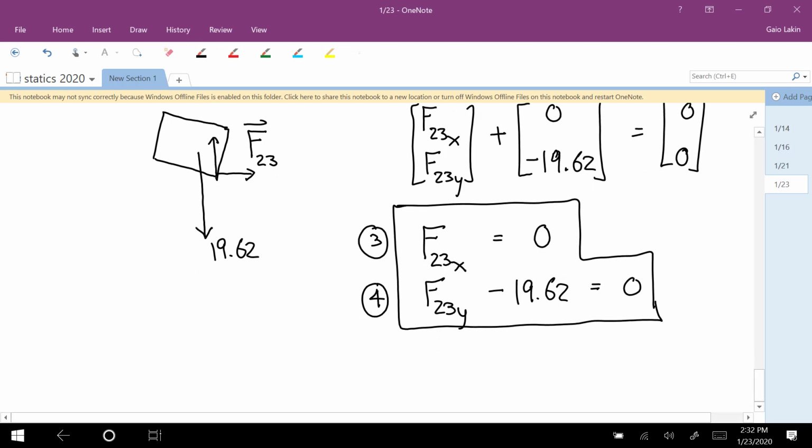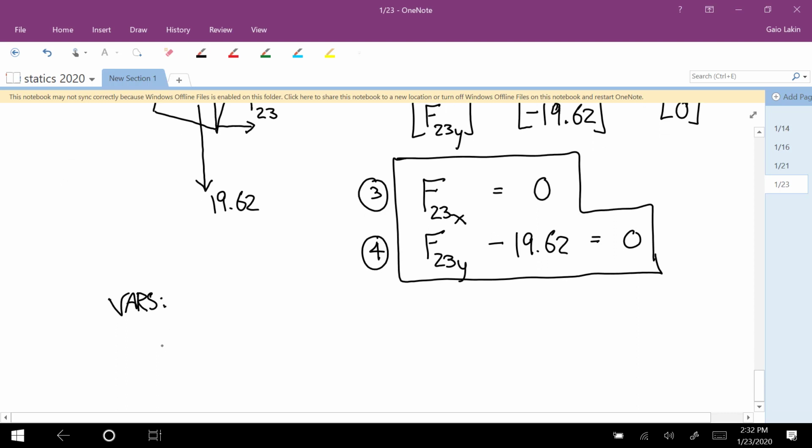And for variables now, we have N1, T1, T2, and now these two components, I'll just write it as a vector F2,3. So that's 1, 2, 3, and then this one is 2, so 5.